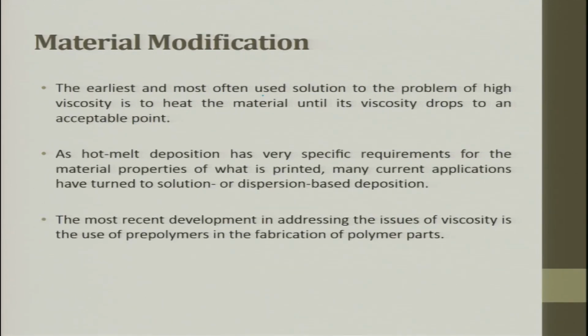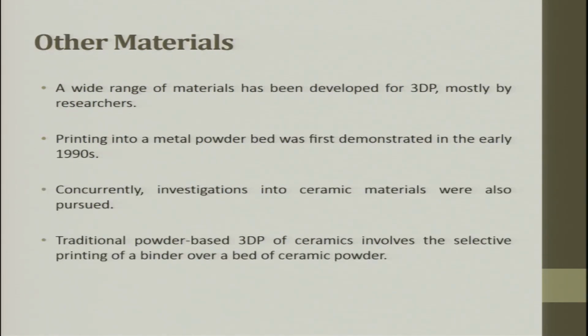The earliest and the most often used solution to the problem of high viscosity is to heat the material until its viscosity drops to an acceptable point. A hot melt deposition has very specific requirements for the material property of what is printed. Many current applications have turned to solution or dispersion based deposition. The most recent development in addressing the issue of viscosity is to use a pre-polymer in the fabrication of polymer parts. A wide range of materials have been developed for 3D printing.